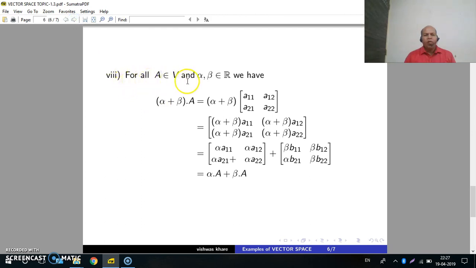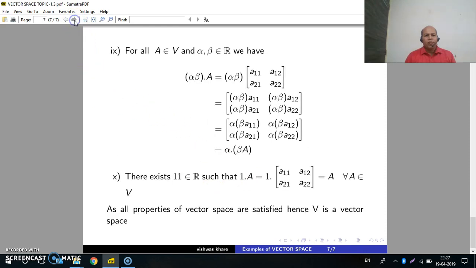Next property, for all A belonging to V and alpha, beta belonging to R, we have alpha plus beta dot A, which is the same as alpha plus beta times A11, A12, A21, A22, which is the same as alpha plus beta A11 and so on, which can be written as alpha A11, alpha A12 and so on, plus beta A11, beta A12 and so on, which is the same as alpha dot A plus beta dot A. So we finally got alpha plus beta dot A is alpha dot A plus beta dot A. So this property also satisfies.